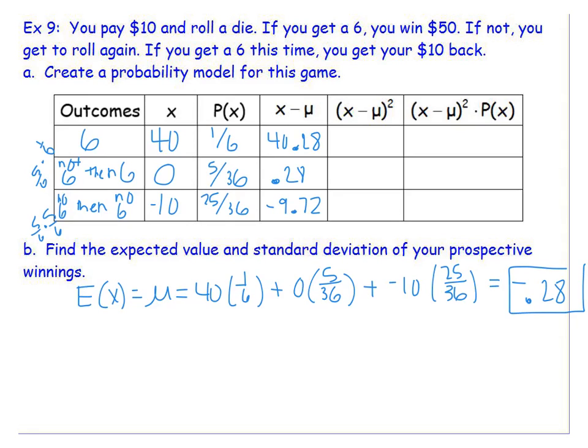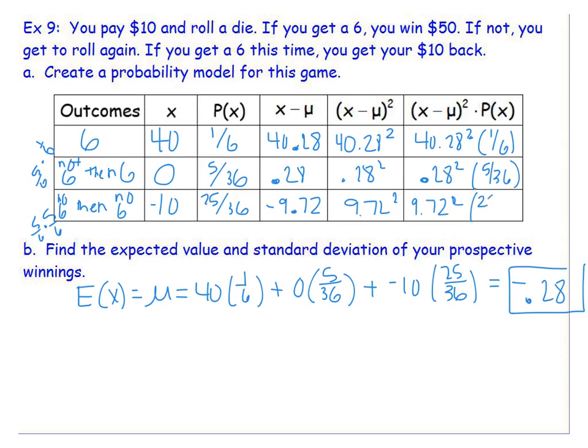And so we need to square these. Remember, we don't actually type it in. We're just getting rid of the negatives. So 40.28 squared and 0.28 squared and 9.72 squared. And then all we're going to do is take each one of those numbers and multiply it by its probability. 40.28 squared times 1/6 and 0.28 squared times 5 out of 36 and 9.72 squared times 25 out of 36.